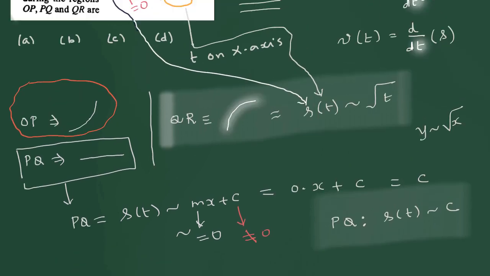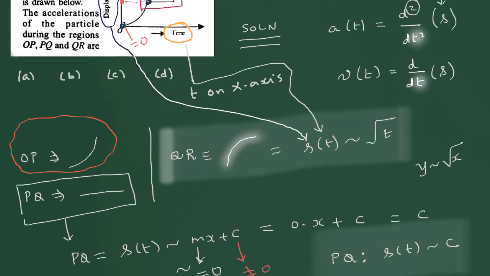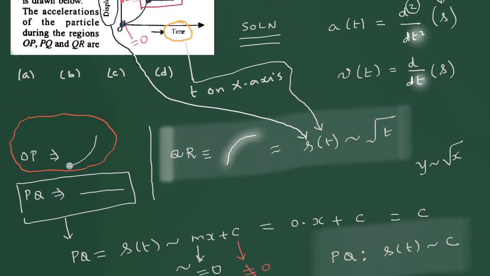So in the region OP, how is the graph looking? Just once again see it. In the region OP, the graph is looking like this one. Like this it's going. So our graph is looking like this. What is the meaning? The meaning is the y-axis, which is nothing but the displacement as a function of time, behaves like x to the power of 2.